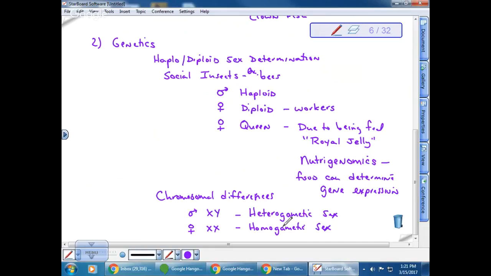So the female can only produce eggs with the X chromosome.